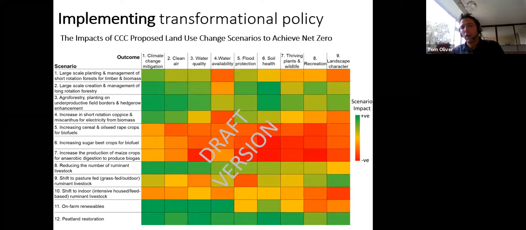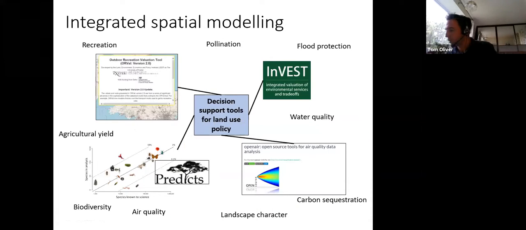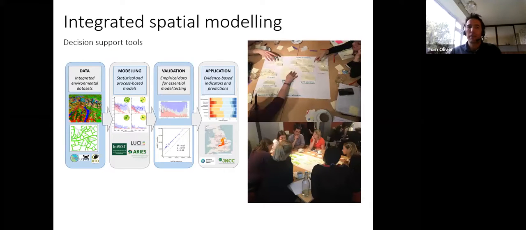But beyond that, I mentioned there are context dependencies in these impacts. The configuration of forestry affects its impacts on flood protection, water availability, water quality, etc. There are a number of models which can help with that. A lot of these models are held by academic organizations or NGOs. There are quantitative models for how changing landscape structure will affect recreation, pollination, flood protection, carbon sequestration, and air quality. These can all inform decisions about how we use our land. So you have this process from integrating environmental data, to modeling, validation, and then using these in decision support.